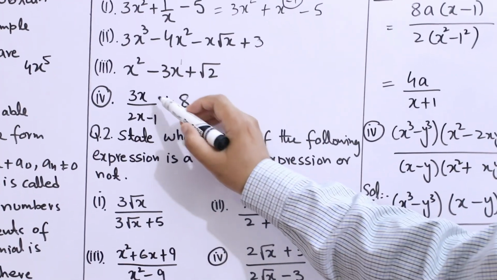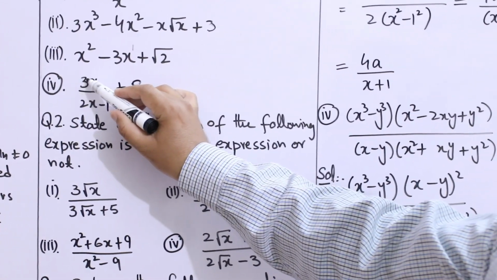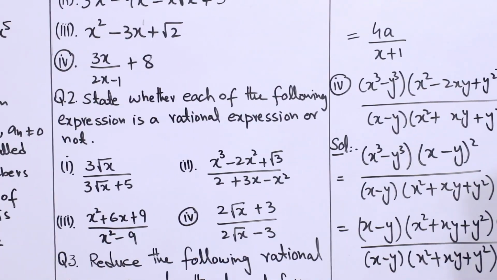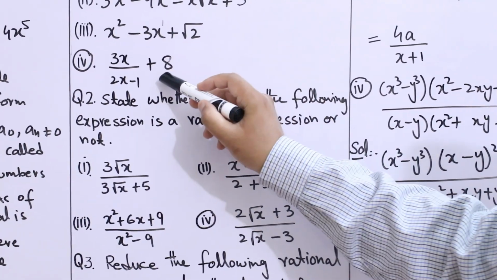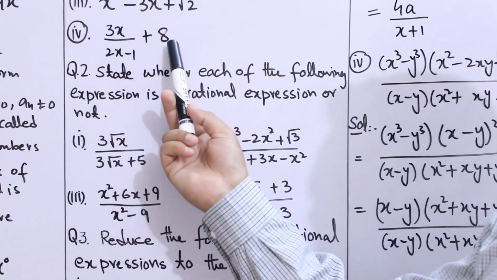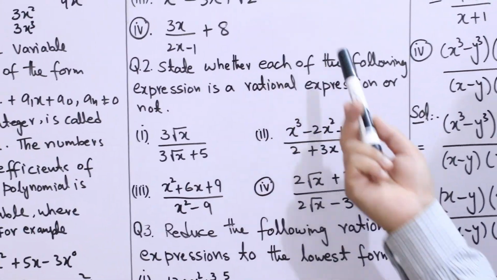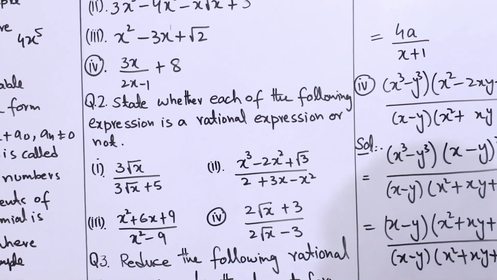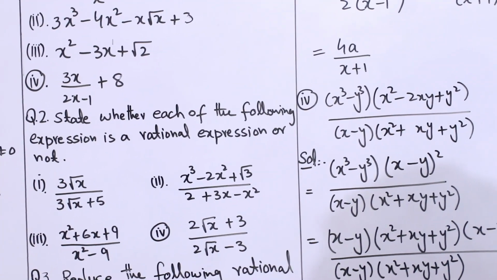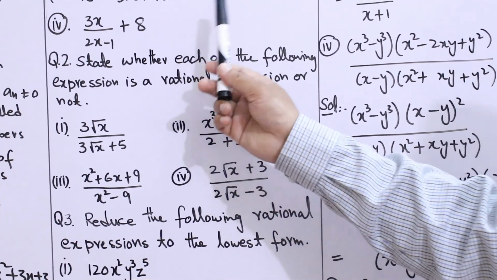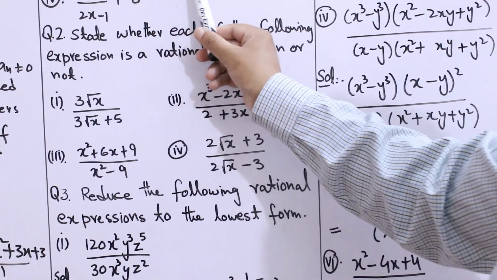Here part 4. So 3x divided by this. So this is an algebraic expression. We cannot say that this is a polynomial because this is in the form of a quotient, and after simplification this will be a rational expression, and a rational expression may not be a polynomial. So the only polynomial here is part 3.